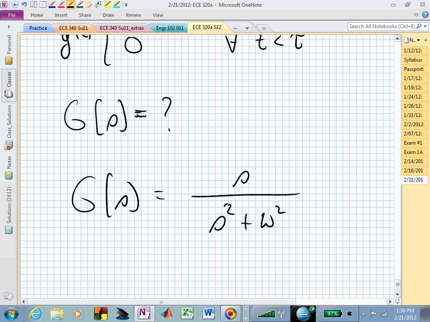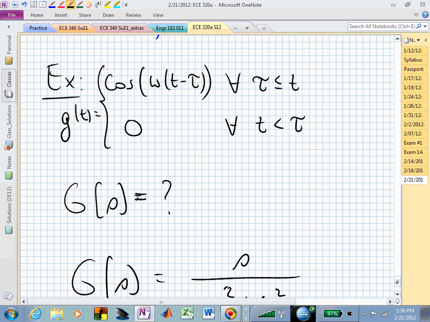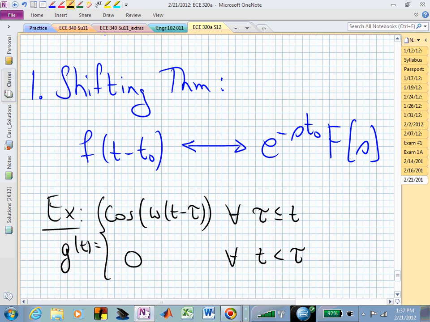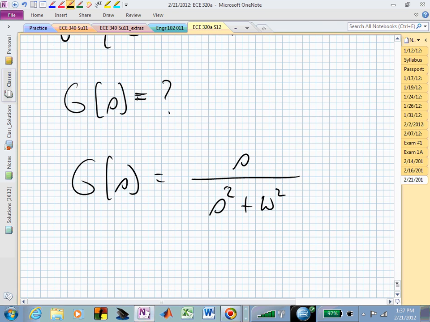But what else do we know? We know that we have a delay in the time domain or a shift in the time variable, and that delay is tau units of time. And our theorem that we just talked about said, if you have a time delay of tau units of time, you simply need to scale your Laplace transform by e to the minus s times that time delay. So the only thing we have to do to correct this or to make it accurate is scale it by e to the minus s tau, because our delay was tau length of time.